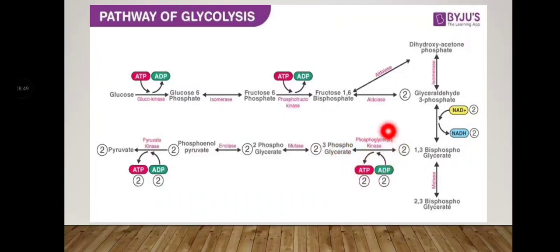This step, the process by which ATP is regenerated within the intermediates, instead of using other sources, is known as substrate level phosphorylation. The process by which ATP is regenerated just within the pathway itself is known as substrate level phosphorylation.